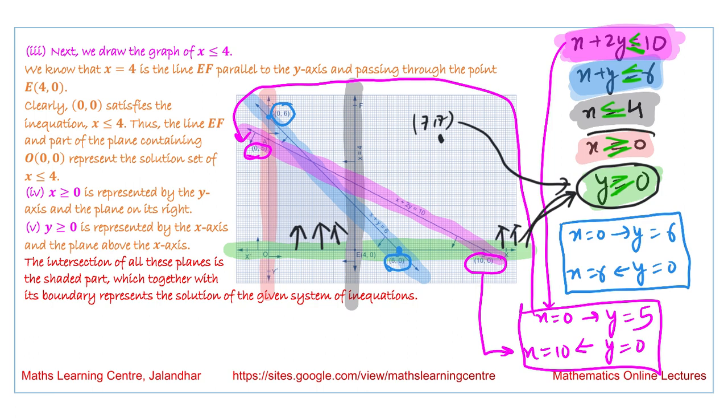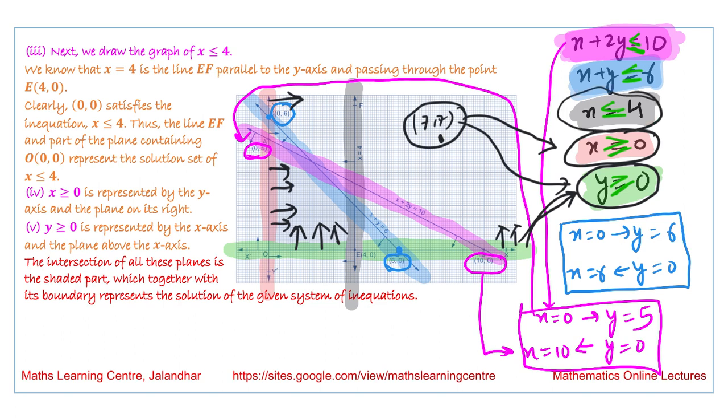Next, x is greater than equal to 0. Again we substitute this point in this inequality. It is satisfying this region. So x is greater than 0 means we are talking about all the points on the right side of the y-axis. Next, x is less than equal to 4. Now this point is not satisfying this inequality because 7 is not less than equal to 4. It means we are talking about all the points on the left side of the line x is equal to 4.